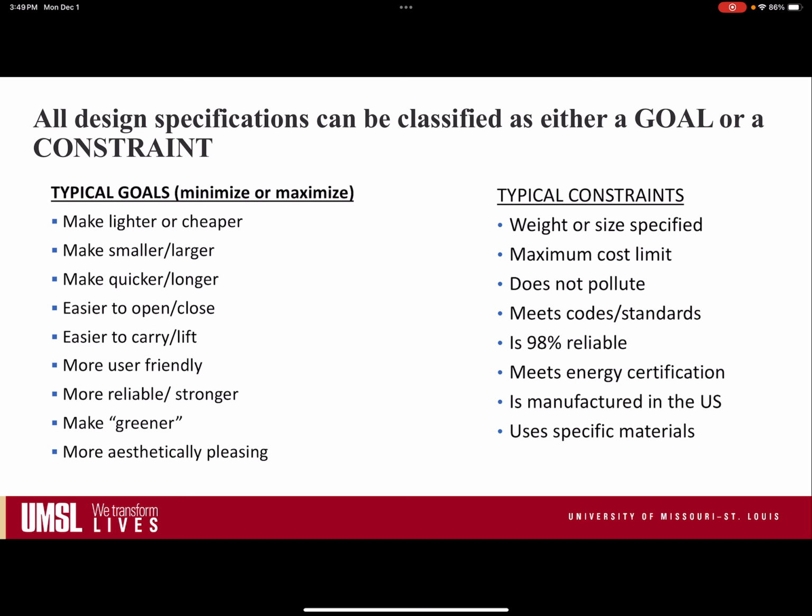So your design specifications can be categorized into goals and constraints. It's either or, and there are scenarios where we could have both as well. But for goals, we are trying to minimize or maximize: make it as light as possible, as cheap as possible, smaller, larger, make it quicker or longer. And constraints are specific values on weight, on size, on cost, on reliability, and so forth.